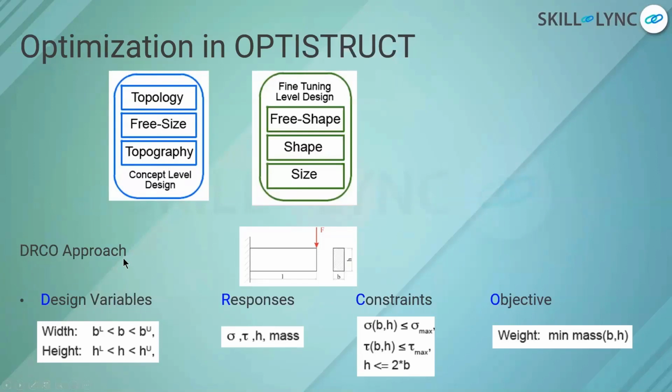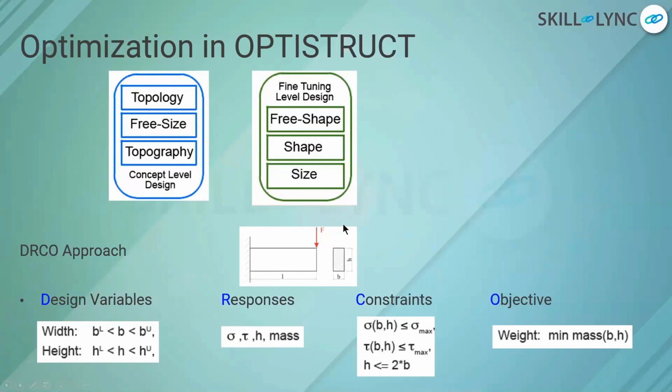So what does it mean? You have to focus on these four words here: design variables, responses, constraints, and objective. Let us take an example where I want to optimize a cantilever beam subjected to a tip load. The first question is, what are the design variables? The design variables in this case are the width and the height of the cross section, because the length is more or less fixed.